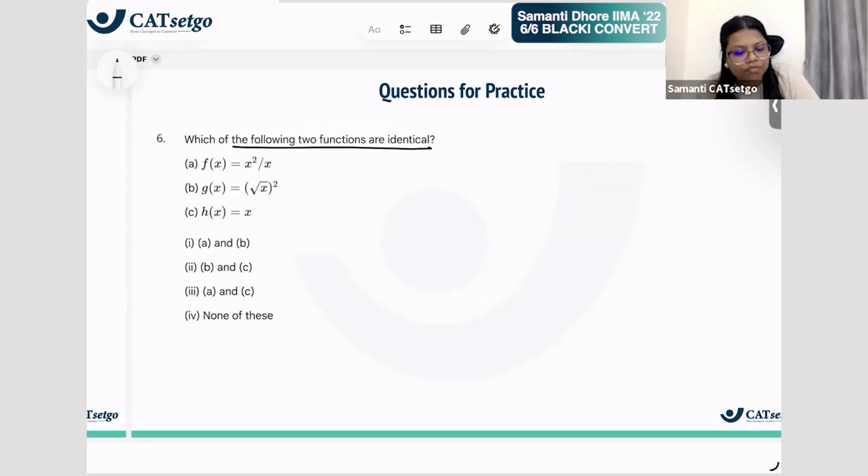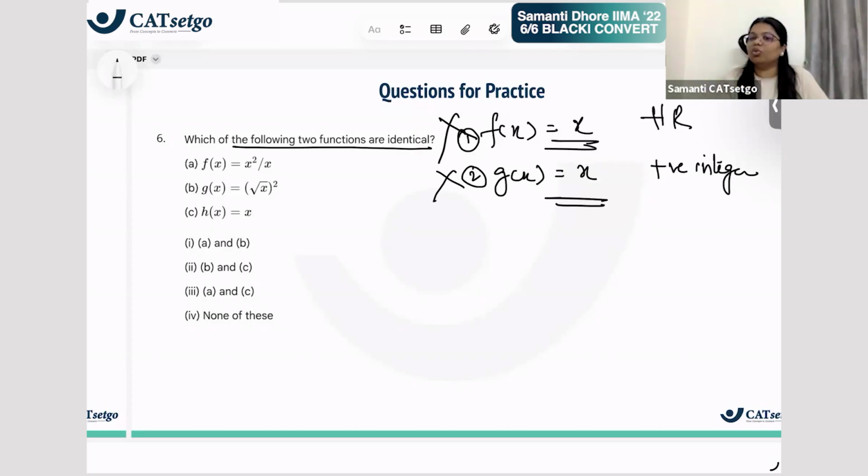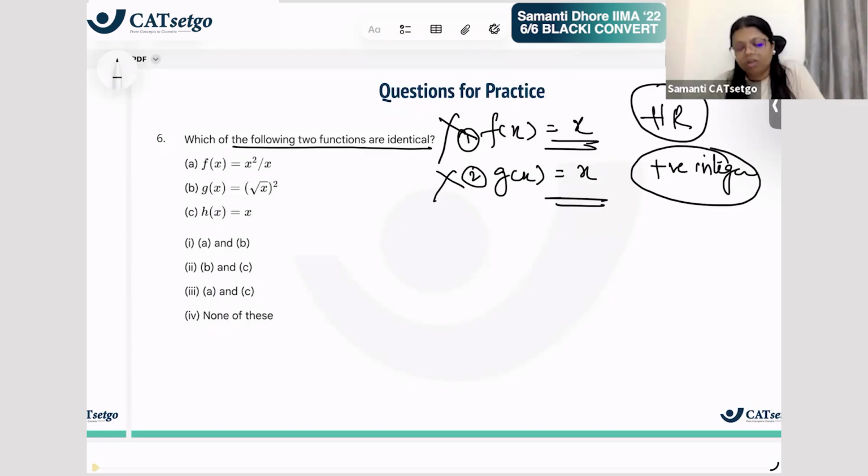You are supposed to find which of the following two functions are identical. Identical functions कब होते हैं? जब उनका range और domain same. If their domain and range is same, then we will say that it is essentially the same function, right? Let's say I define that f of x is equal to x for all real numbers, or I define second function g of x is equal to x, only for positive integers. Even these two functions won't be identical, even though x ही है दोनों. क्यों? क्योंकि this is defined over all real numbers, negative, positive, zero, while this is defined only over positive. So we don't call them identical.